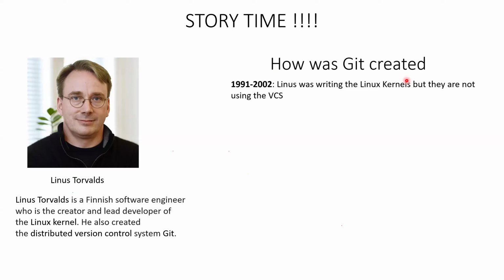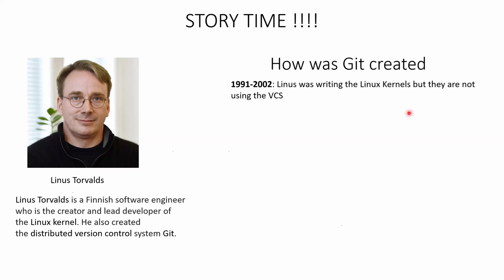Linux was developed by a lot of developers contributing of their own wish. It is not like they are getting paid for it. It's just a contribution towards mankind. So they created Linux in 1991, and they were not using any type of version control. Everyone was writing something into it. From 1991 to 2002, Linus was writing the Linux kernel, but they were not using any VCS. VCS is the version control system.